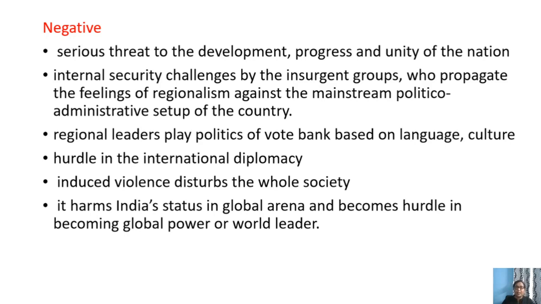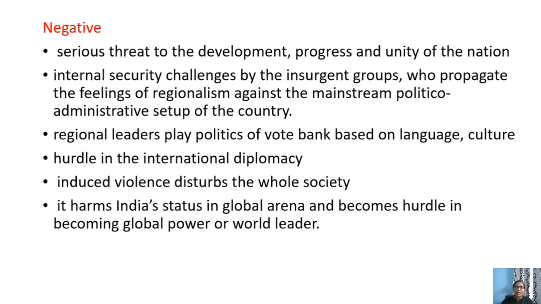So some regional leaders play politics of vote bank based on language, culture, and this is certainly against healthy democratic procedures. So this always leads to demand for separate states, and it has been observed that after creating small states, only a few political leaders could run an efficient government, else alliances run the government, which ultimately makes the administrative machinery very ineffective.